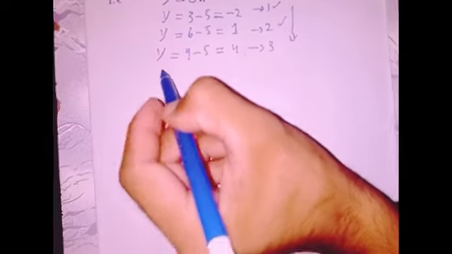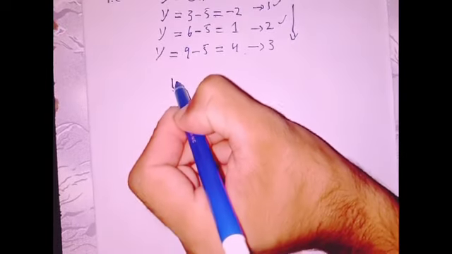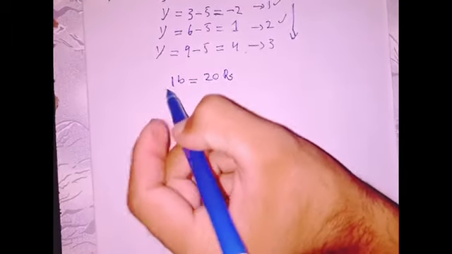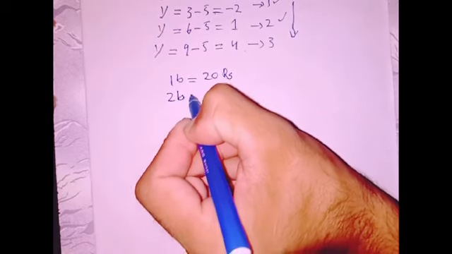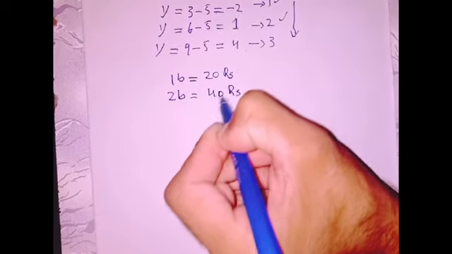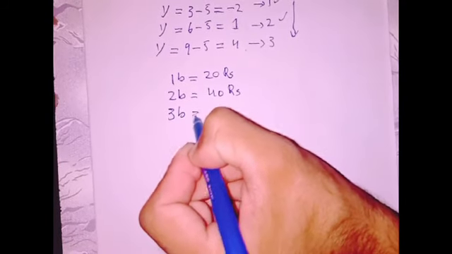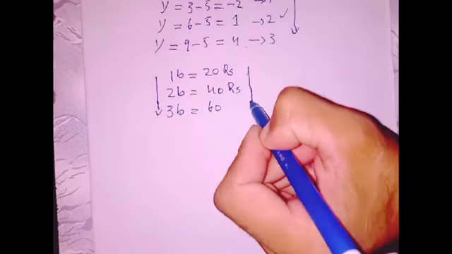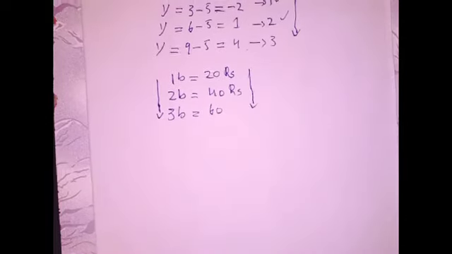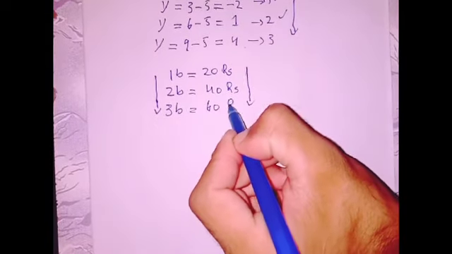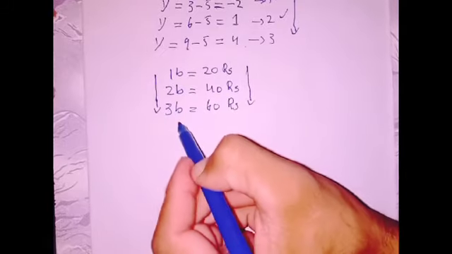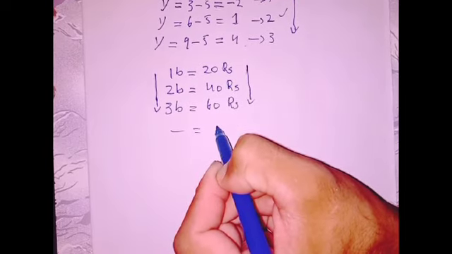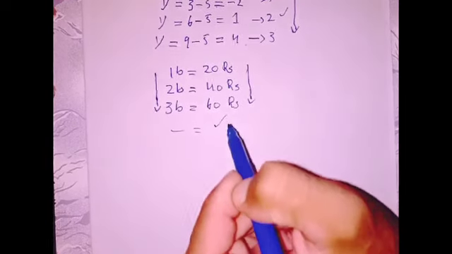Now if I take a real life example, if I buy one book for 20 rupees, then if I buy two books, it will cost me 40 rupees, and the same as three books will cost me 60 rupees. So as the number of books increases, the price also increases. It means that a change in one variable also brings a change in the other variable as well.